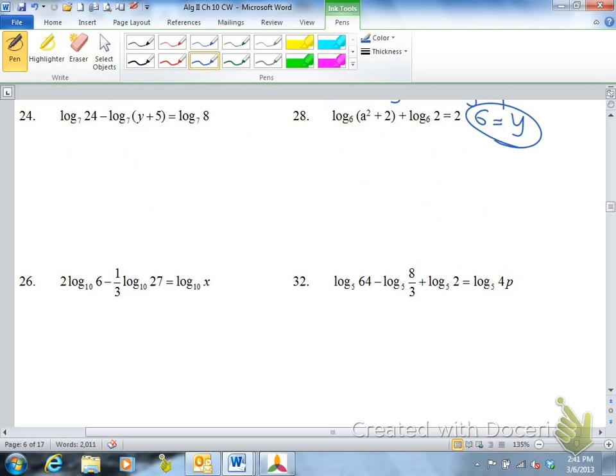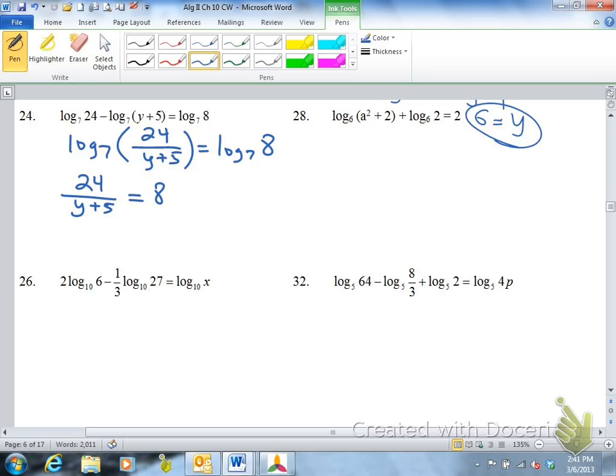Okay, we're back. We have log base 7 of a difference, so it's 24 over y plus 5 equals log base 7 of 8. There's a log on both sides, so we can cancel those. 24 over y plus 5 equals 8. Multiply both sides by y plus 5. You'll distribute the 8. You get plus 40. Subtract 40. You get negative 16 equals 8y. So y is negative 2.